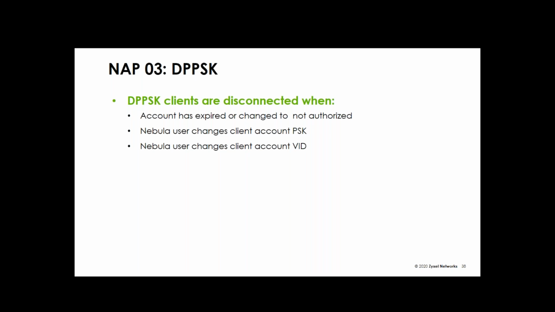There are certain rules about when the clients are disconnected. When the account has expired, which is part of the creation, you can specify when it expires. Obviously, once the account expires or it's been changed to not authorized, you can't connect. If the user changes the client account details, or if the VLAN ID changes, then the clients will be disconnected, and those are the rules for that.